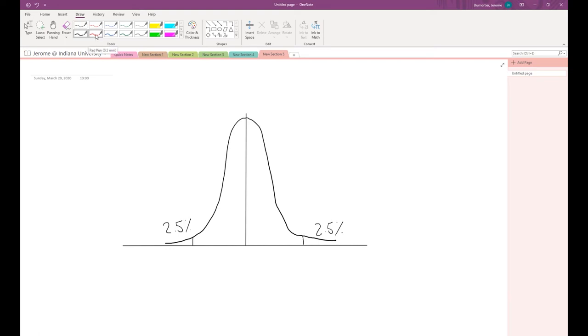Now, let me shade this with red. And let me shade the 95% in the middle. Let me shade this with green. Okay. Now, you have your critical values. You have them here. And you have them here. Those are the critical values.